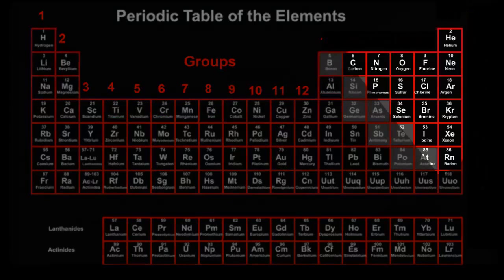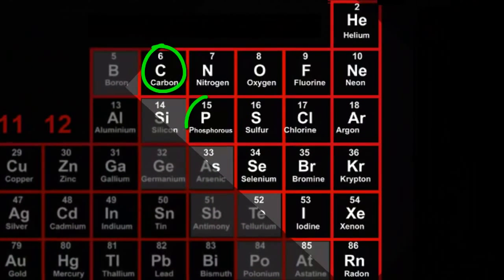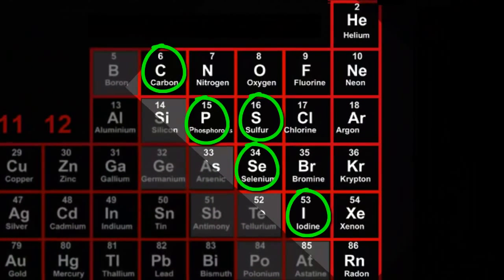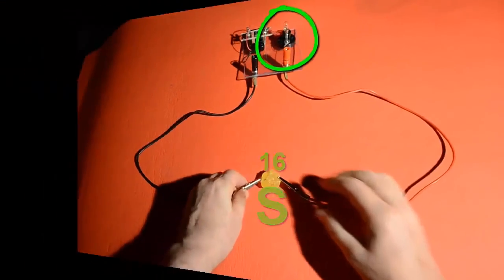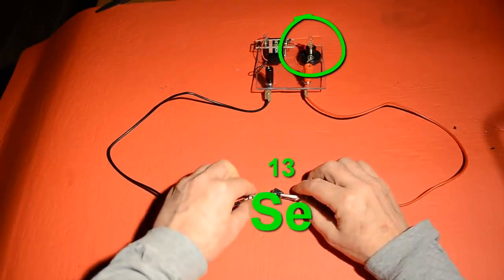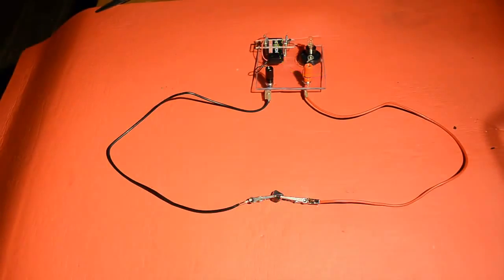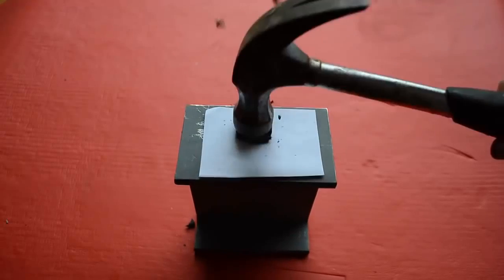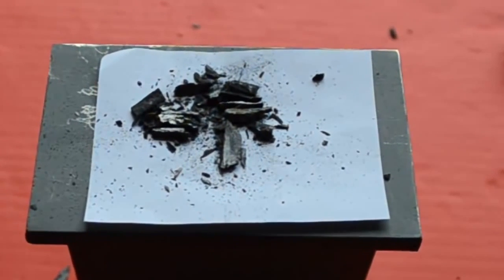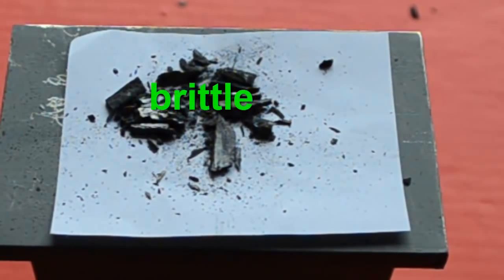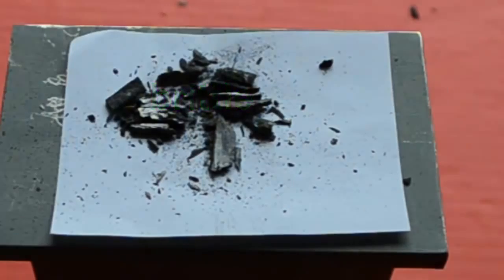What about nonmetals to the right-hand side of the diagonal? They're the opposite. Most nonmetal elements are liquids or gases, but there are a few solids, and these can be more easily tested. Here, sulfur and selenium are showing that they don't conduct electricity. Can you see that the bulb doesn't light up? And if you hit this carbon with a hammer, it smashes into bits. This is called being brittle. It's the opposite of being malleable.